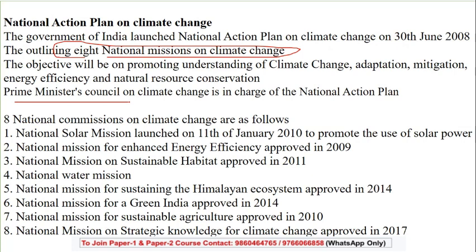And which are those 8 missions, given as below? The mission with reference to solar, I have purposely written the dates, that was Jan 2010 to promote solar power. Mission for Energy Efficiency in 2009. Sustainable Habitat 2011, Water Mission, Sustaining the Himalayan Ecosystem, that is 2014. Then Green India, again 2014. Sustainable Agriculture 2010, and Strategic Knowledge for Climate Change, approved in 2017. So yes, these are the 8 missions. We have to be very, very careful. There are questions on this.